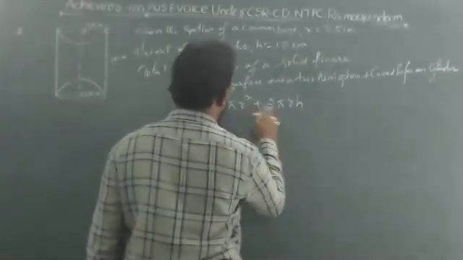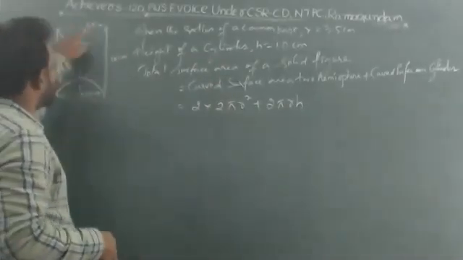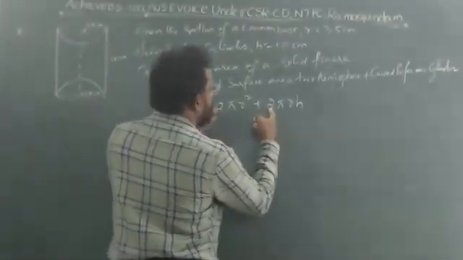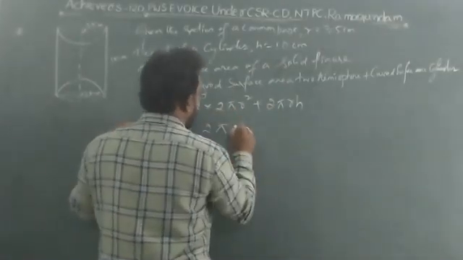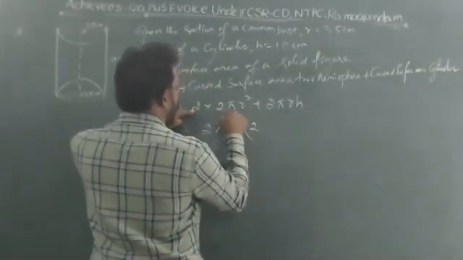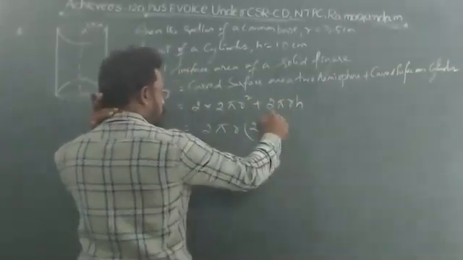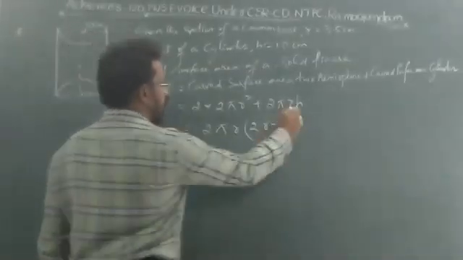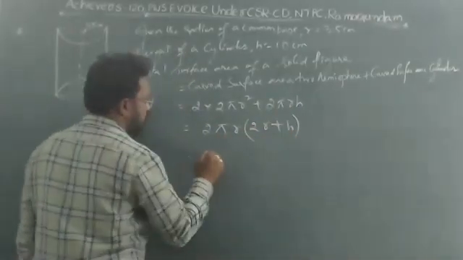So in this, pi is common, r also is common because r is common for both hemisphere and cylinder. Now you can take 2 also common. What is left here? One more 2 is there: 2 pi r square, 2 pi r. One more r is there, plus 2 pi r, h is common. H is left. 2 pi r I took as common, h is left.